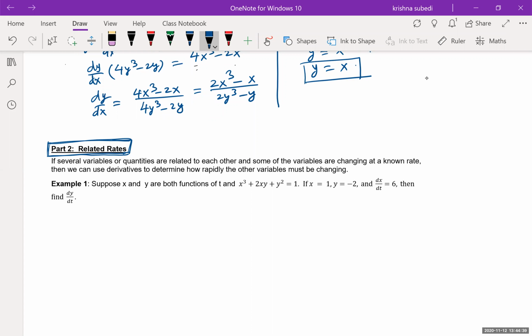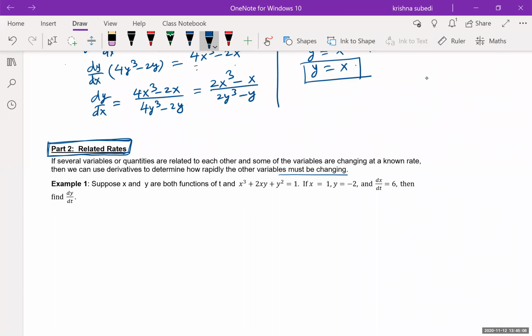All right. If several variables or quantities are related to each other and some of the variables are changing at a known rate, then we can use derivatives to determine how rapidly the other variables must be changing. So basically in this section, our goal is to find the rate of change with respect to time. It is very important in many situations to find the rate of change of something with respect to time.